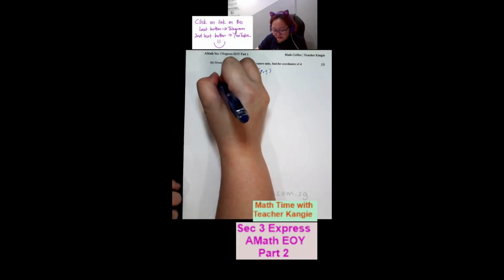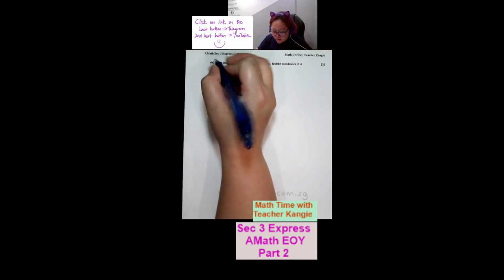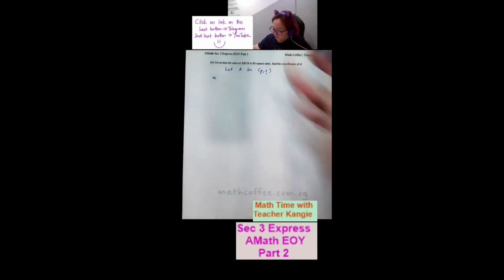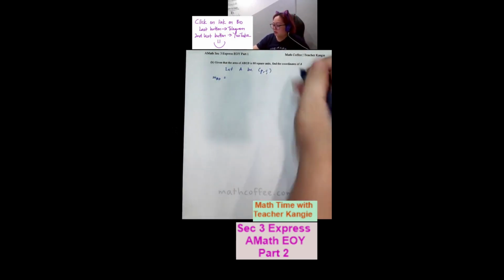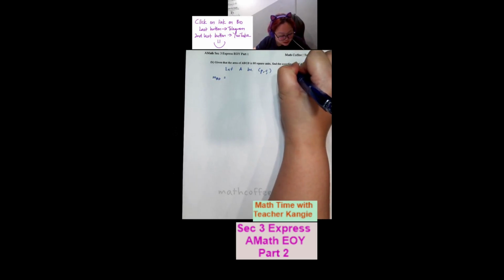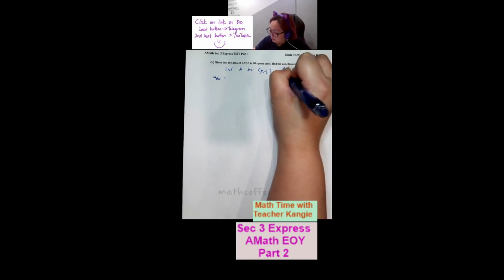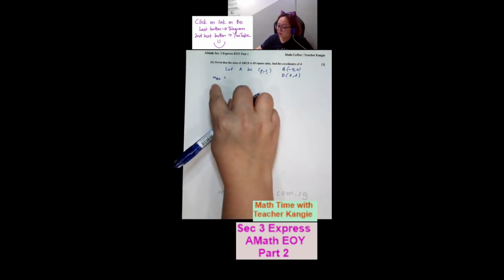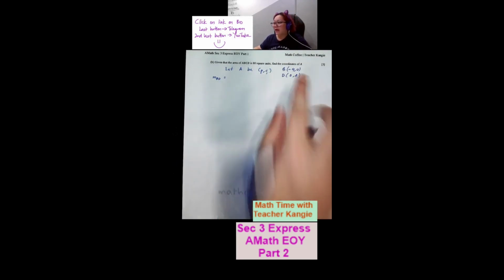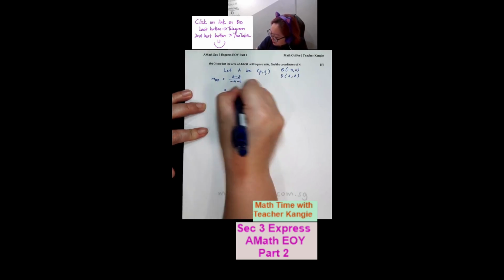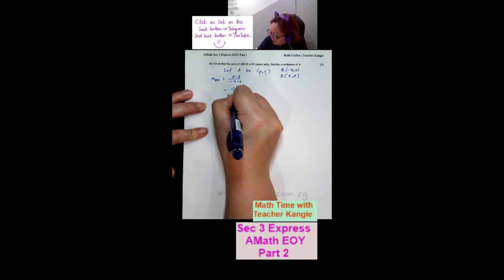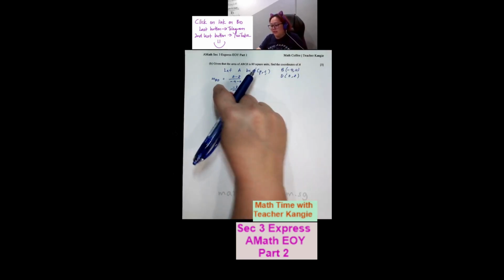So first, let's find the gradient of BD. B is (-4, 0). My D is (0, 8). So y1 minus y2 over x1 minus x2. We will just take 0 minus 8 over negative 4 minus 0. So we have minus 8 over negative 4, so we have 2. So gradient BD is 2.